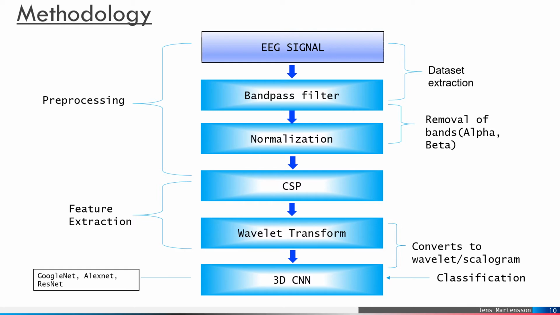First, we have the EEG signal itself, then it goes through a bandpass filter, followed by normalization, then it goes through CSP for feature extraction, and then we have another wavelet transform to further enhance that. And lastly, we go to 3D CNN where we classify it.